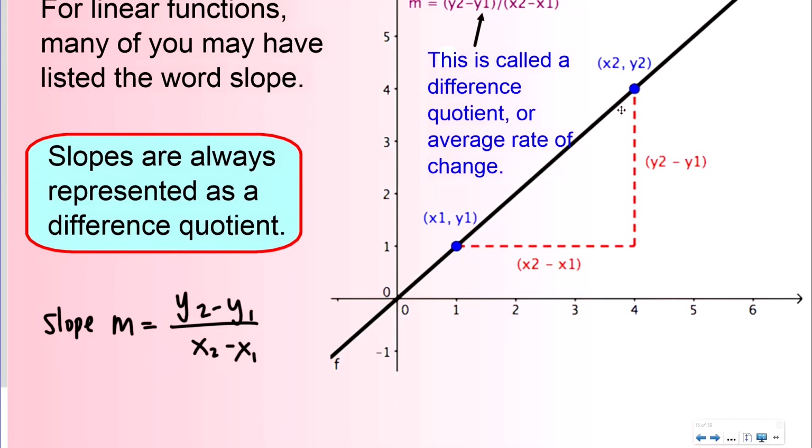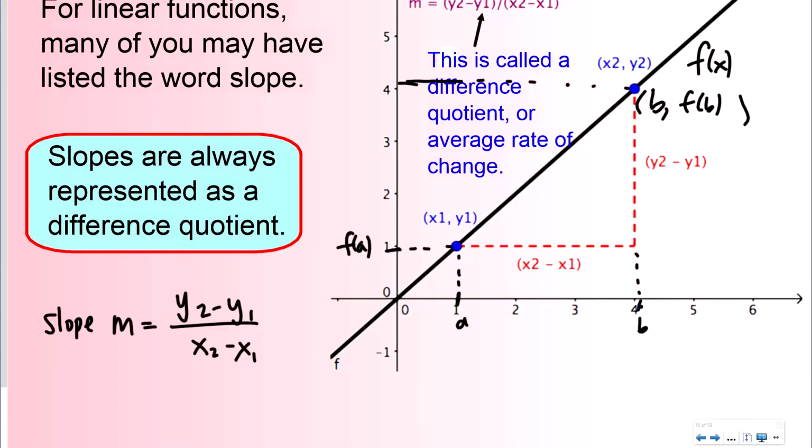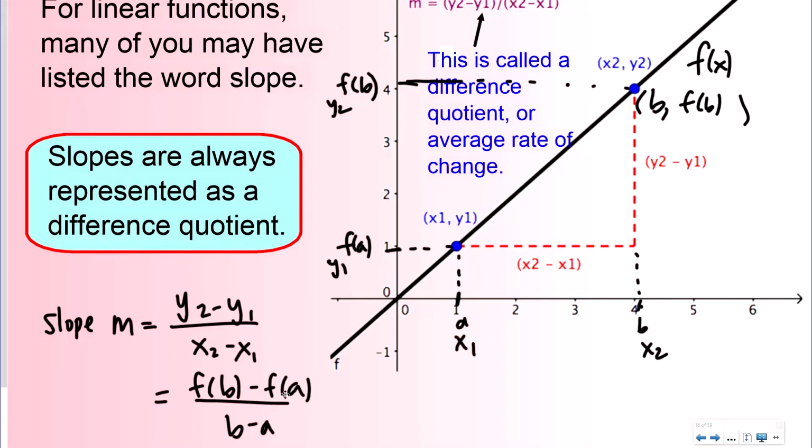We say this function is f of x, and we say that this value here is at some letter a, and this value here is at some letter b. So that means this y value here is f of a, and this y value here is going to be f of b. So another way to say the slope is f of b minus f of a over b minus a. Really that's just y minus y, right? This is your y2, this is your y1, and that's your x2, and this is your x1. So same formula really.